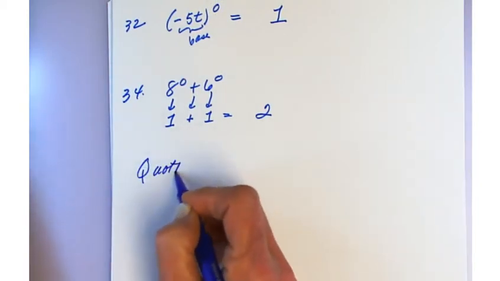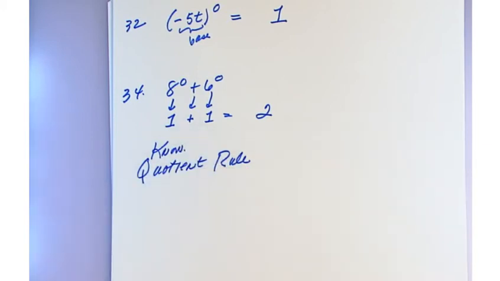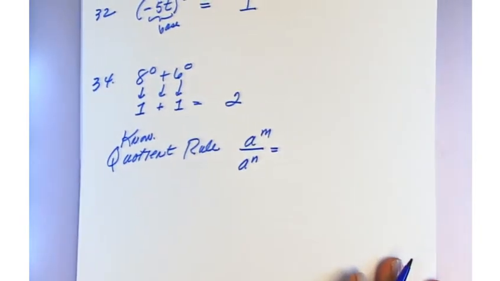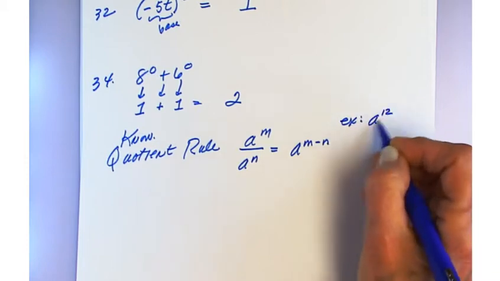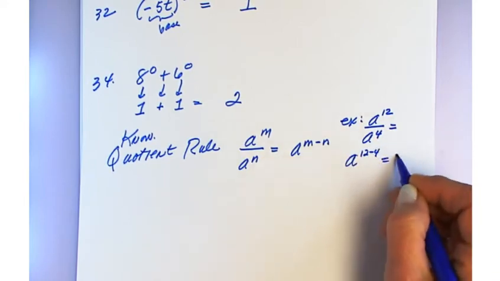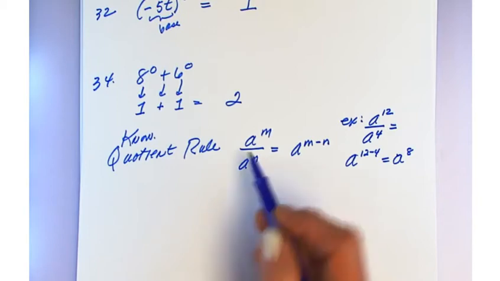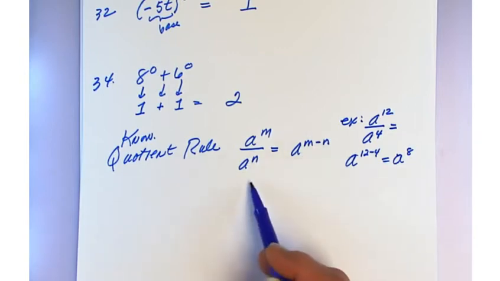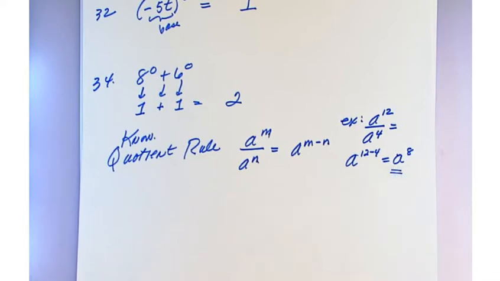So now we're going to look at the quotient rule. So we would add these to our list of rules. And that tells us that to divide numbers with exponents, we're going to subtract. Example, a to the 12 over a to the 4 equals a to the 12 minus 4, or a to the 8. You're going to go about this a little bit differently once you're working with negative exponents, because we always want a positive exponent.